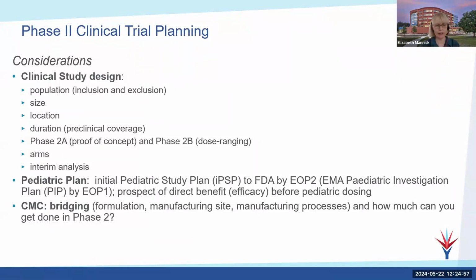You need to think a lot about CMC issues, and particularly bridging. Are you going to bridge the formulation? Are you going to bridge the manufacturing site or manufacturing processes? And if you are, it's really optimal to do that before the end of phase 2. And you probably need to talk to FDA beforehand. Next.